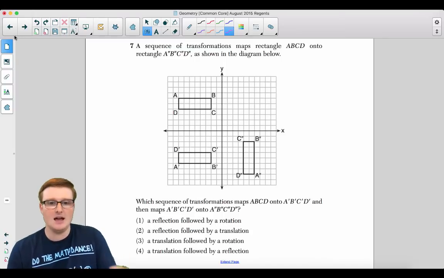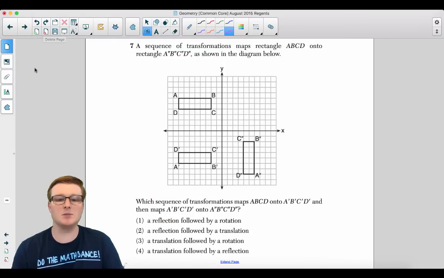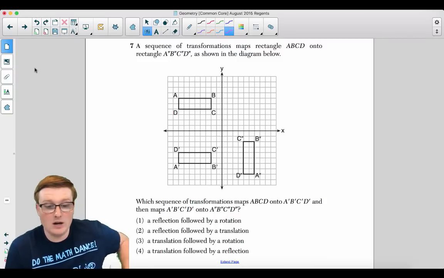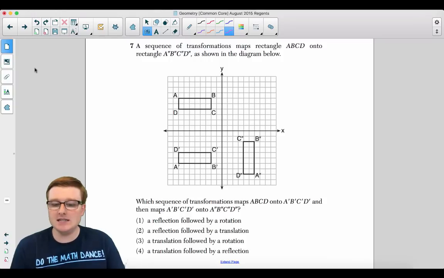All right, number 7. A sequence of transformations maps rectangle ABCD onto rectangle A double prime, B double prime, C double prime, D double prime, as shown in the diagram below. Which sequence of transformations maps ABCD onto A prime, B prime, C prime, D prime, and then maps A prime, B prime, C prime, D prime onto A double prime, B double prime, C double prime, D double prime? Oh, that's a lot. So how do we get from here to here?